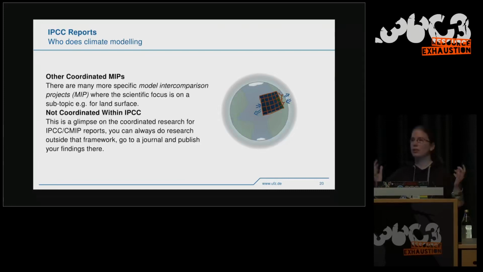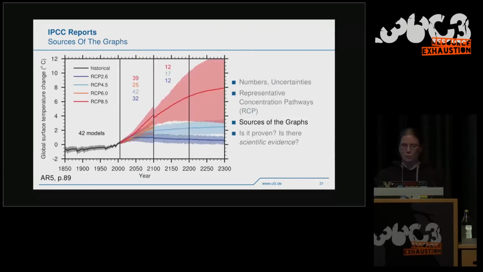There's also published work outside of the IPCC. So back to the graph. We talked about the part, is it proven? And I hope I convinced you that it is. And now I will talk about the sources of the graph.